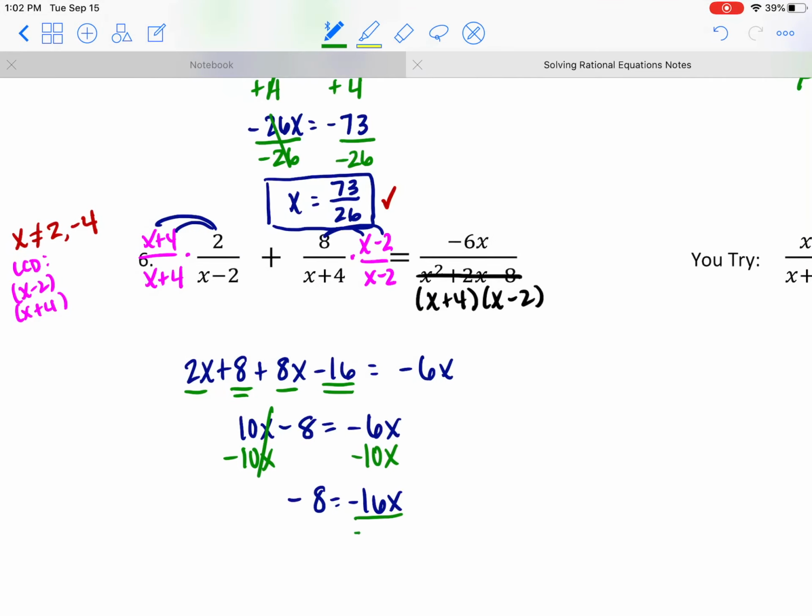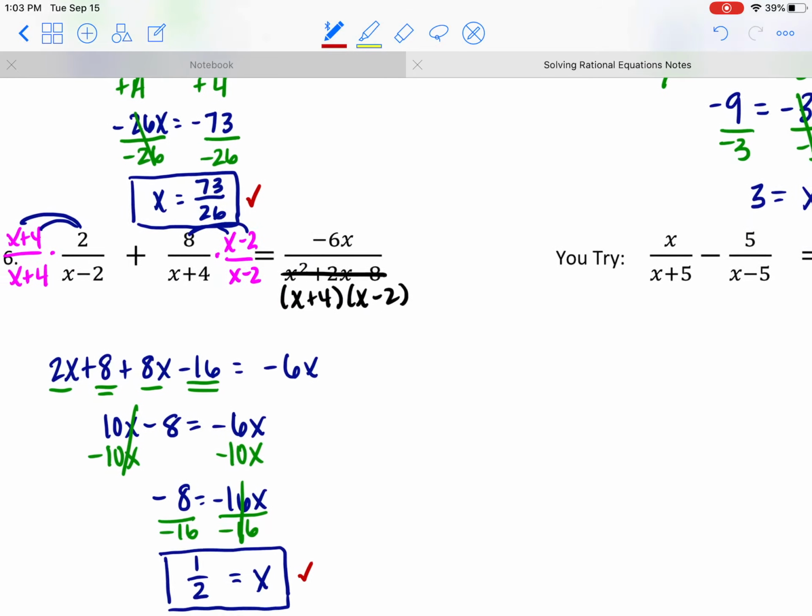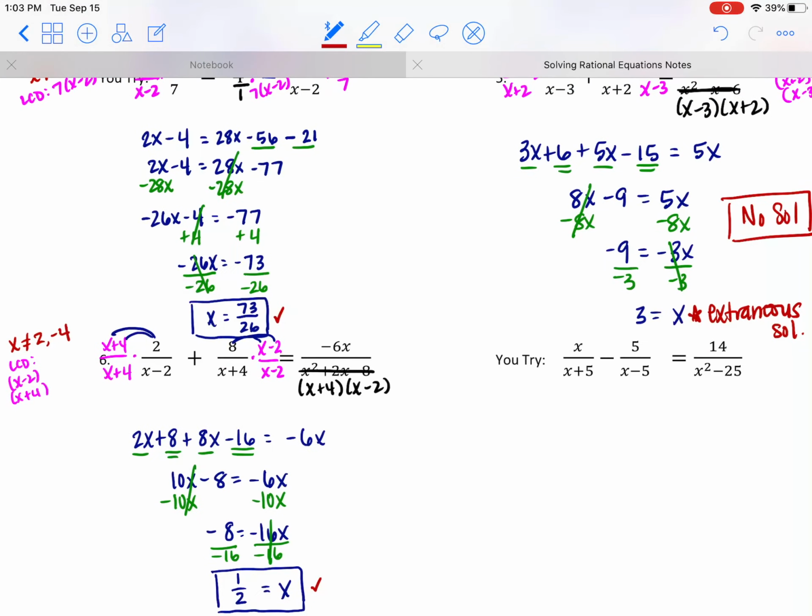And one last step. To get x by itself, I'm going to divide over the negative 16, so that cancels. And that leaves me x by itself equal to negative negative makes a positive, and 8 doesn't divide by 16, but that reduces to a half. And 1/2 was not a restricted value, so we're going to call 1/2 a valid solution. Okay? Valid solution. All right, last one.